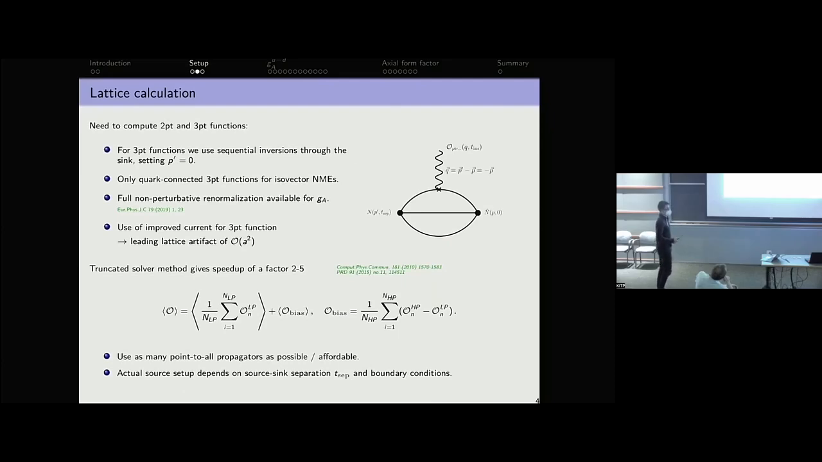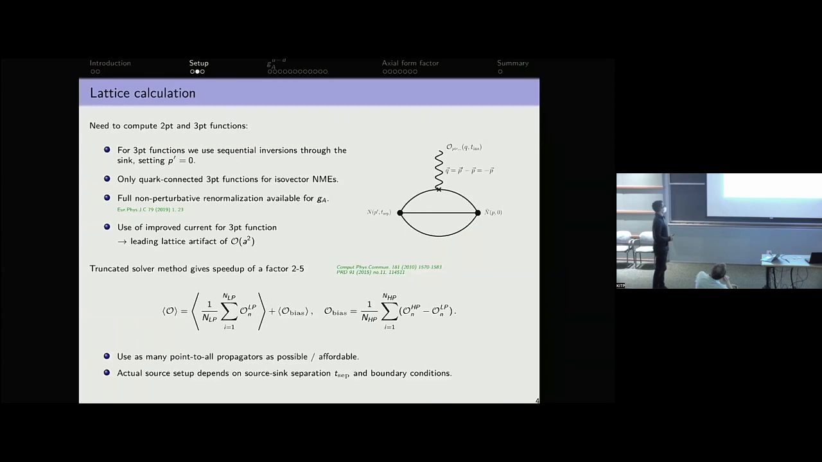We use a technique that has also been mentioned in the previous talks, which is sequential inversion through the sink. And the final state nucleon is produced at rest here. As I said, we'll only consider quark-connected 3-point functions because we are talking about isovector nucleon matrix elements, so there are no disconnected diagrams.